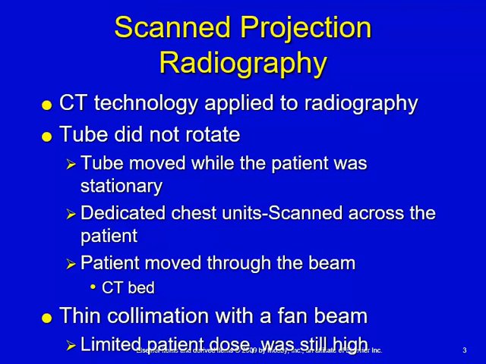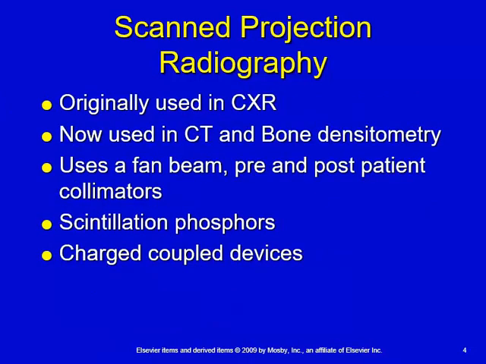In CT, of course, the patient's on a couch and the patient moves through the x-ray beam. So you had a thin collimated fan beam. The dose to the patient, because of the collimation, was lower than it would have been with just a moving image receptor and an area beam, but it was still pretty high. So it was kind of high dose for chest radiography. Didn't last all that long. So where it was used was primarily in chest x-rays.